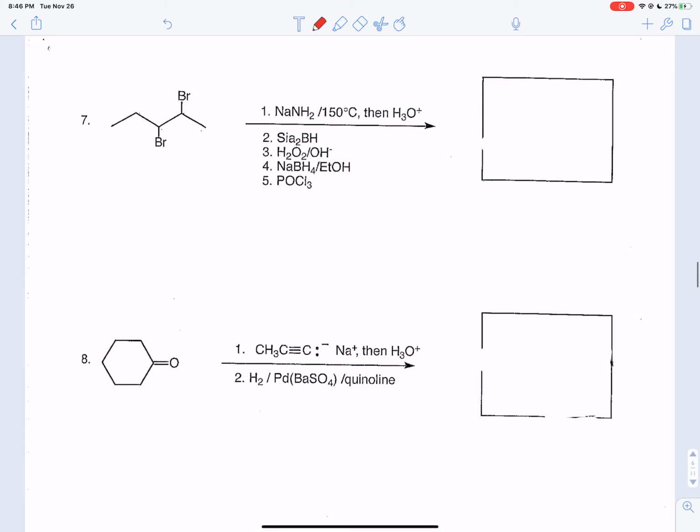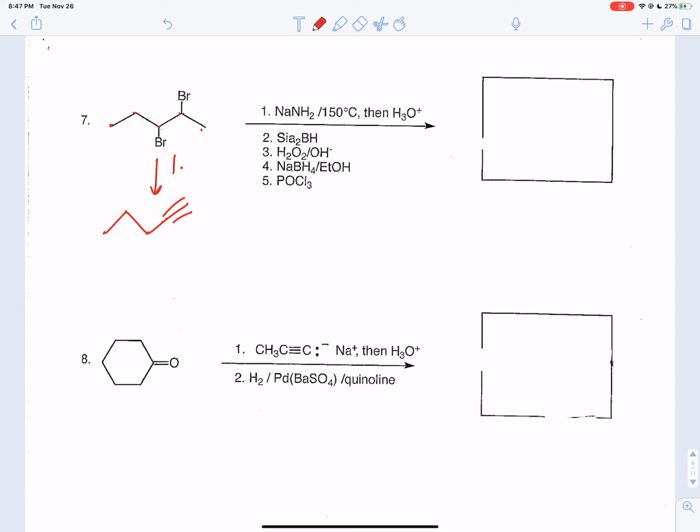Okay. So now number 7, what do we have? So we have these vicinal dihalides. So the NaNH2 is going to give us what? Double bond or triple bond? Triple bond, okay. And is it going to give it to us internal or terminal? Terminal, boom. Very good. Well, I'll draw this quickly. Oh, boom. So how many carbons do we have? 1, 2, 3, 4, 5.